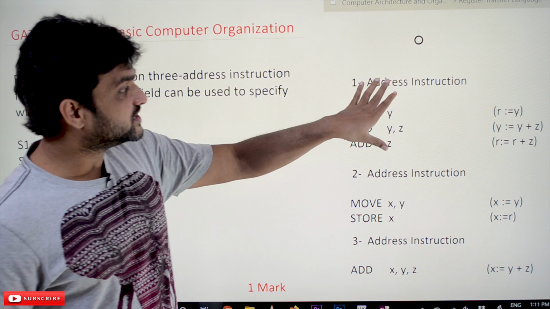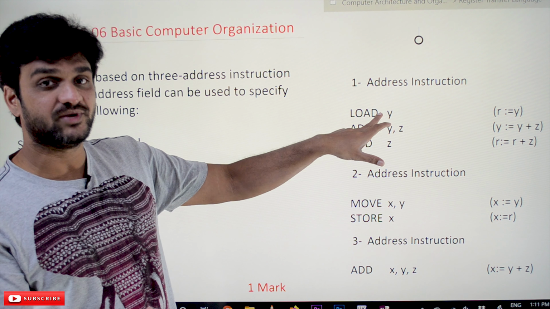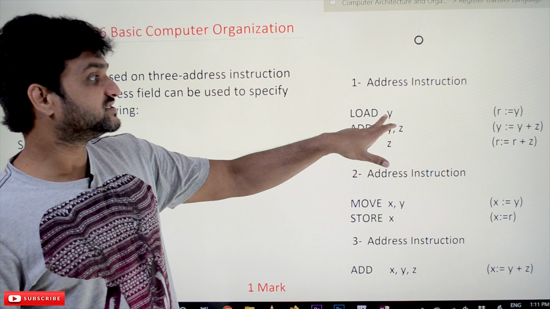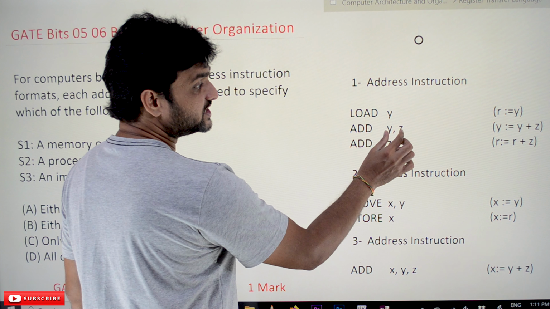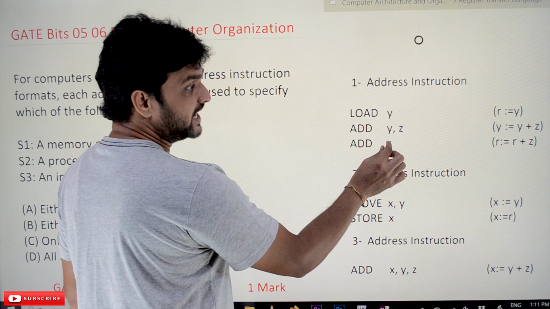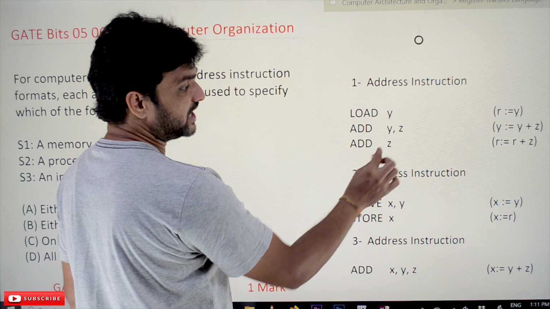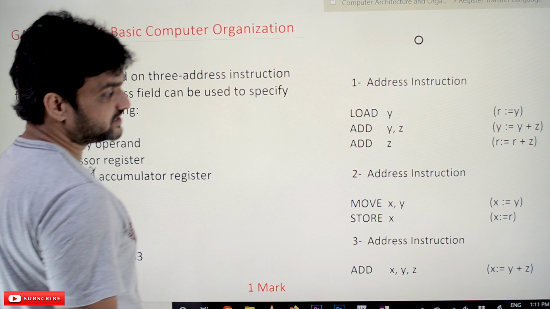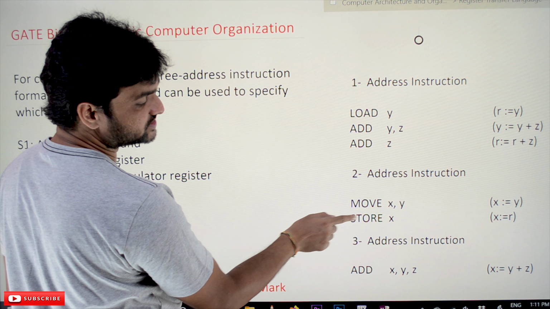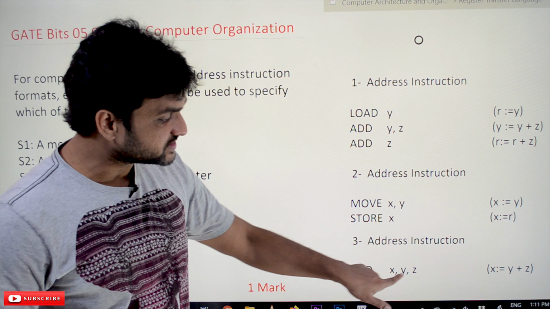This is a one address instruction. In this we have to load the value onto the accumulator. Here y means accumulator, assume that it is the accumulator, and add y plus z, and the added value has to be stored in z. So add z. This is a one address instruction, and this is a 2 address instruction, and this is a 3 address instruction.